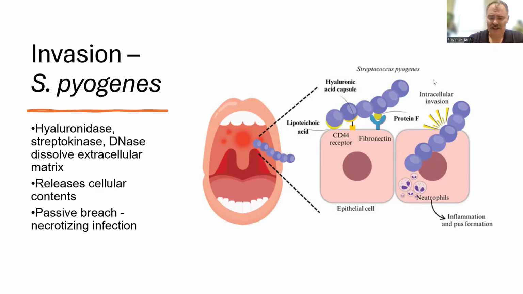DNase breaks down extracellular DNA released from damaged host cells and neutrophils. This reduces the viscosity of infected tissues and helps bacteria move more freely. Together, these enzymes break down physical barriers that normally limit microbial spread. As tissue damage accumulates, cellular contents are released and inflammation increases. The resulting damage creates additional opportunities for bacterial growth and dissemination. In severe cases, this process can become a rapidly spreading necrotizing infection, sometimes referred to as flesh-eating disease.